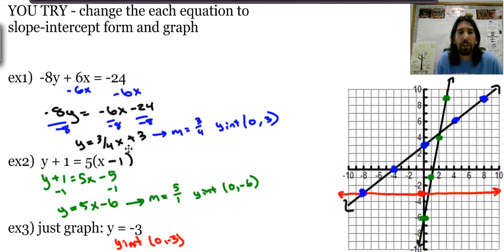All right, so here are your slope-intercept forms from example 1 and example 2. You can see the graph in blue and in green over here. And then the red one, because it's y equals, I cross the y-axis at negative 3, and then I go left and right.